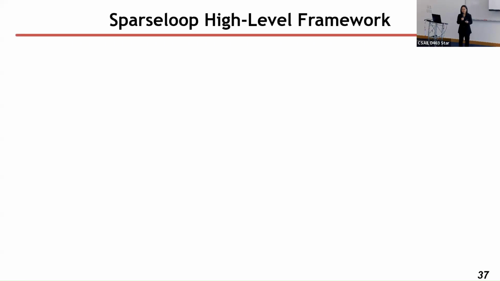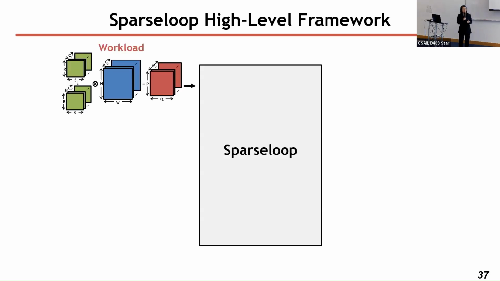Before I dive into the details of this modeling framework, let's first take a look at a high level. What does this infrastructure look like? The first input into Sparseloop is called the workload. A workload can be, for example, a layer in a convolutional neural network. And what the workload specifies is first the algorithm.